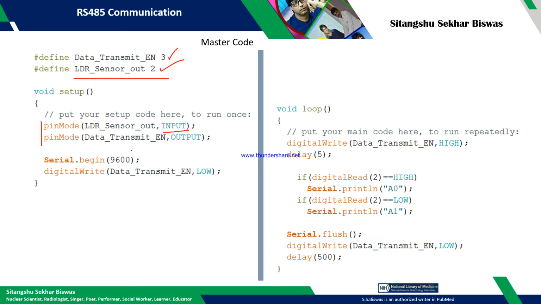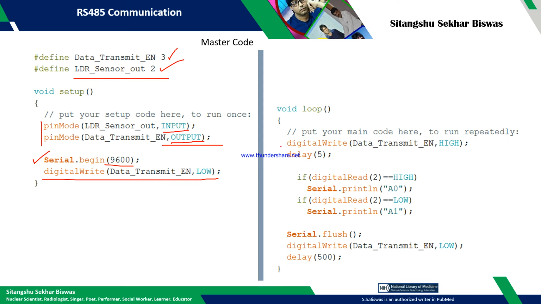And the data transmit enable pin, as I told, we want to transmit the data from the remote end, so you need to control it. Sometimes we need to make it high or low, so that's why it is initialized as output, and we are initializing the serial communication with a baud rate of 9600. Then we are making it low, because it is always better to initialize the pin before starting the transmission. So that's why it is made low.